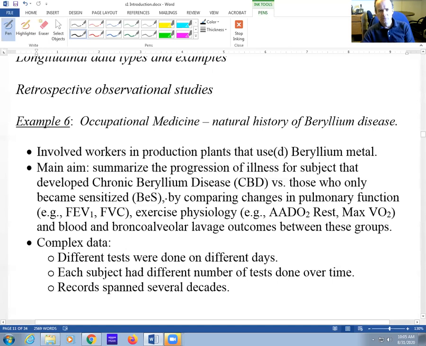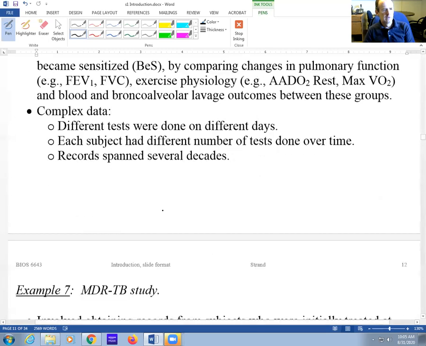So we were comparing those two groups, but it was all based on just looking back at records and evaluating that over time for a number of outcomes.